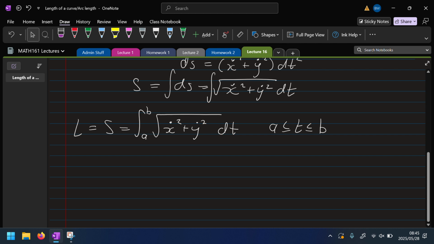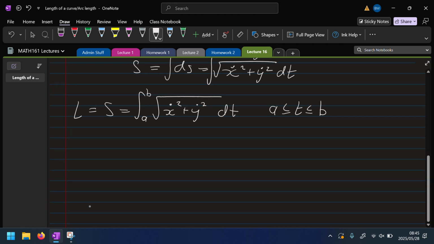The way to think of this is like a particle moving along a curve, like we did last week. If we've got some curve like this, that's the motion of the particle. Let's say the particle starts over here at t equals a. It moves along the curve to here at t equals b. So the length of the curve you can think of as the distance that particle would travel.